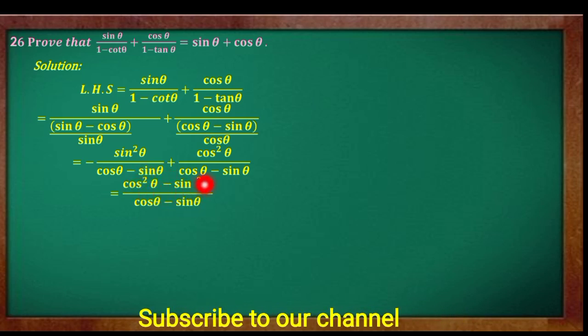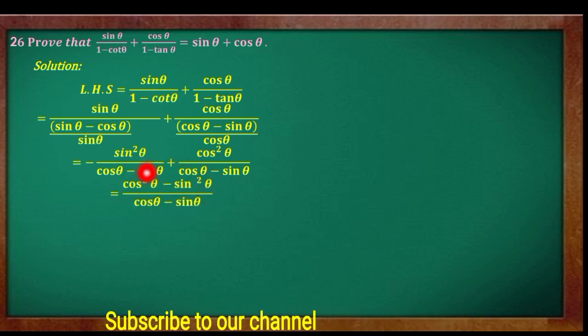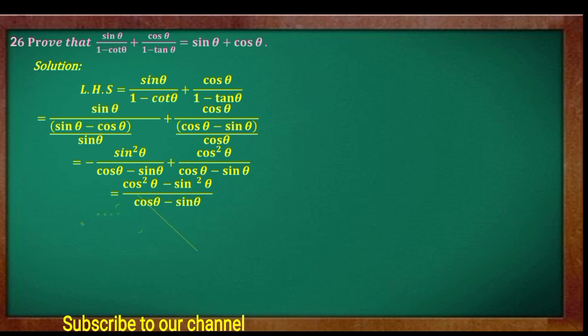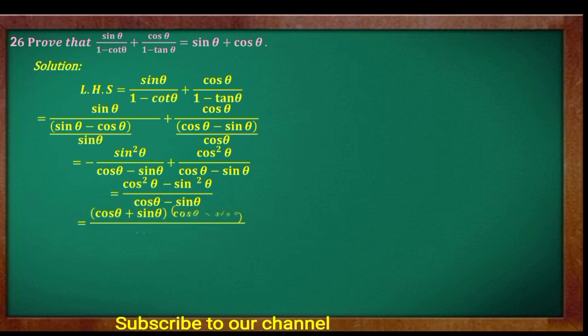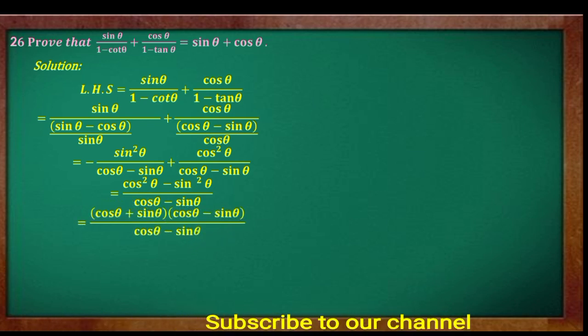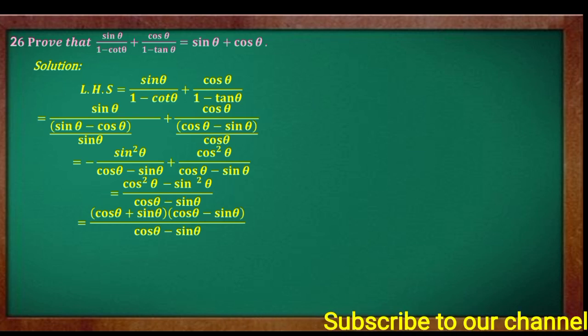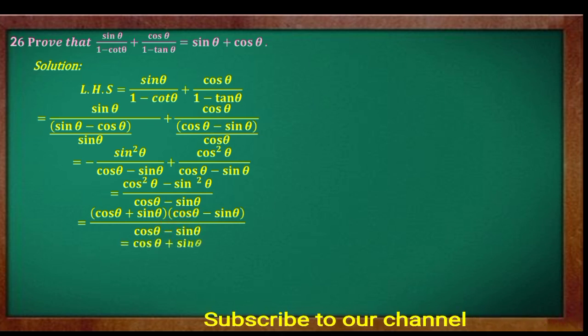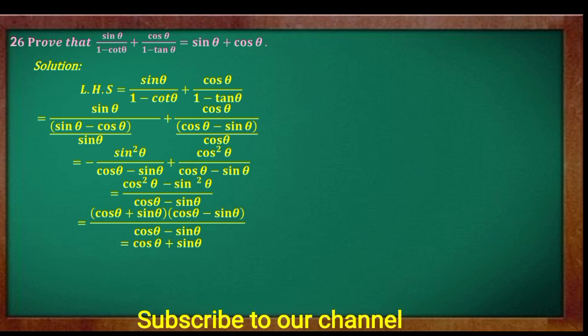You can observe this as a square minus b square formula. So cos theta plus sin theta into cos theta minus sin theta, and cos theta minus sin theta gets cancelled, so our result will come as cos theta plus sin theta, that is equal to RHS.